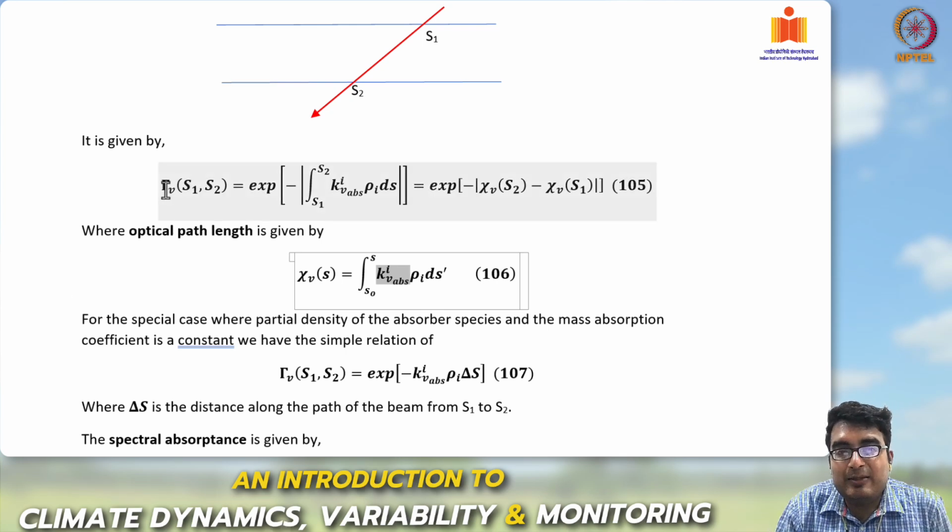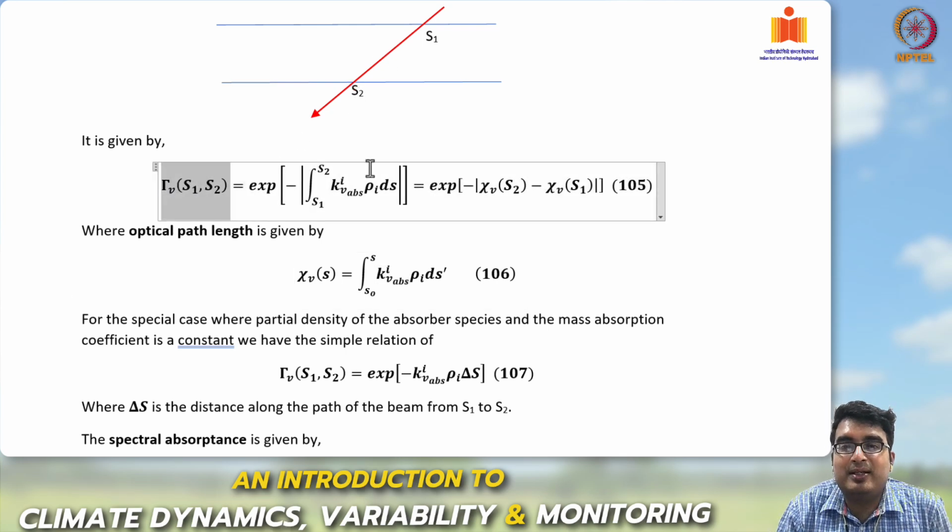So the transmittance function between S1 and S2 is the exponential of minus the optical path at S2 minus optical path at S1, and this is the modulus of that. So this is the modulus function, so this has to be always positive.